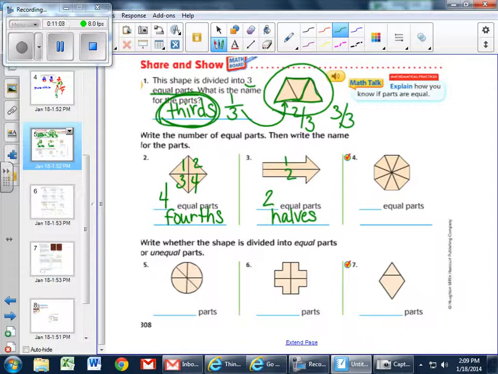Number 4, you're going to have to count. You have 8 equal parts. And here's that tricky spelling word for me again. You have 8, and then, because it's a fraction, you add the THS, eighths.